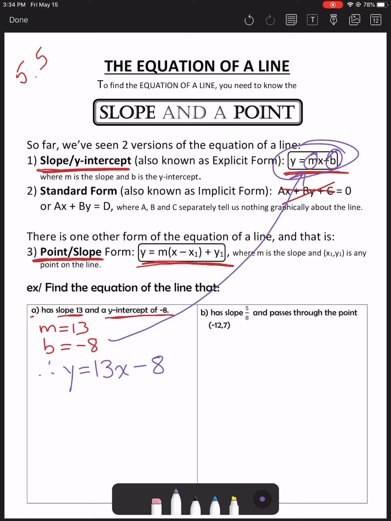Okay? So if you know the y-intercept, you can automatically use that form of the equation of the line. However, in the next question, we don't know what the y-intercept is. We know the slope, so we know that m equals 5/8, and then we know a point on the line. So we don't know b. B is the y-intercept. So remember the y-intercept being -8 in question A, that's the point (0, -8). Just because you know the y coordinate of a point doesn't mean you know the y-intercept.